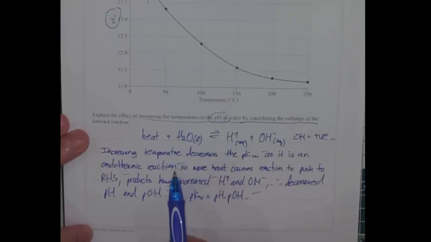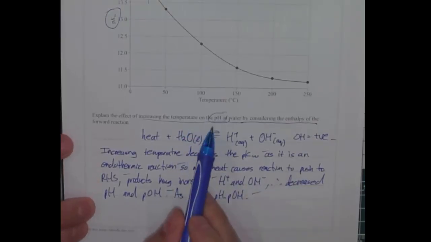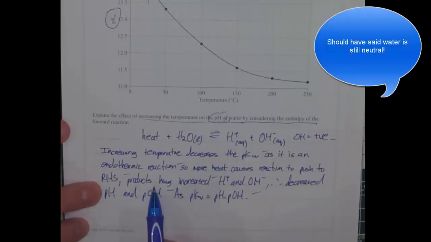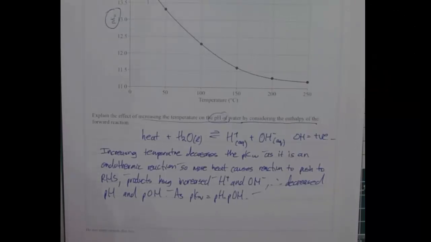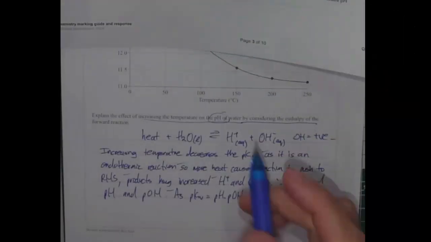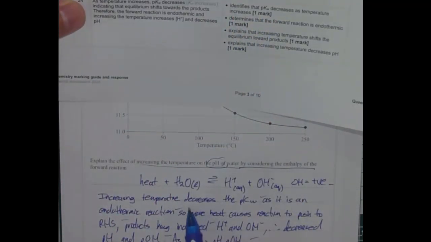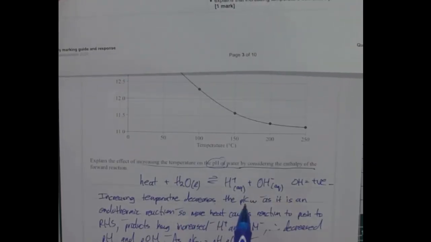So increasing temperature, I've already said, decreases pH. It's endothermic. 7 things. I can't think of the 8th thing. Mark scheme: as temperature increases, pKw decreases. As increased temperature decreased pH.